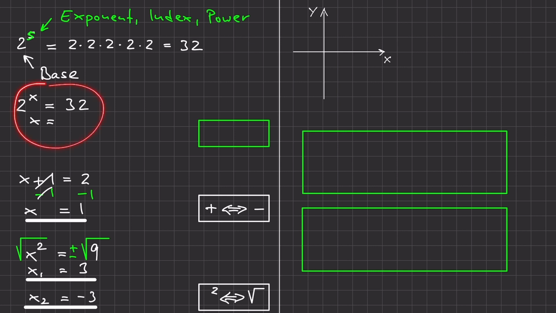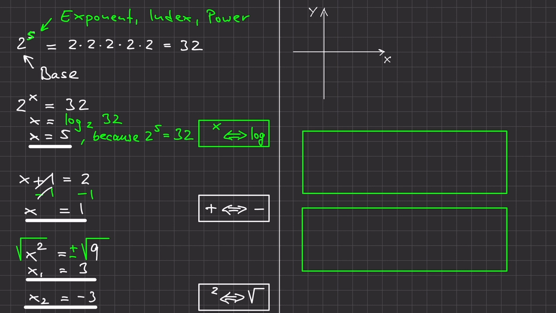But how can we isolate the x here? We also need something here like subtracting or taking the square root to isolate the x. And that would be the logarithm, because the logarithm is the opposite of raising a number to the power of x. We write log base 2 of 32. So we get x equals 5 because 2 raised to the power of 5 equals 32.